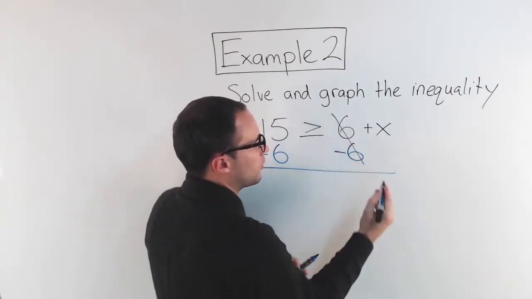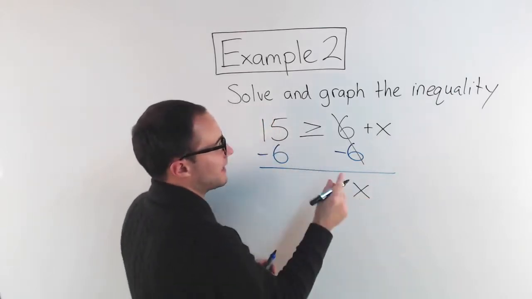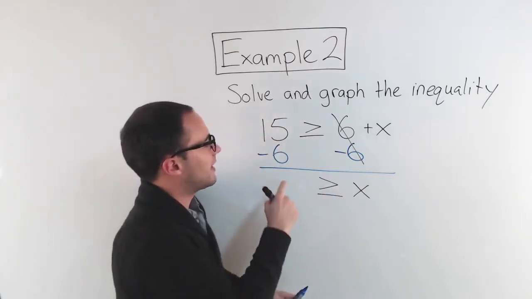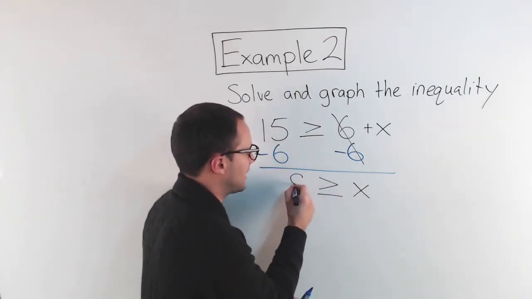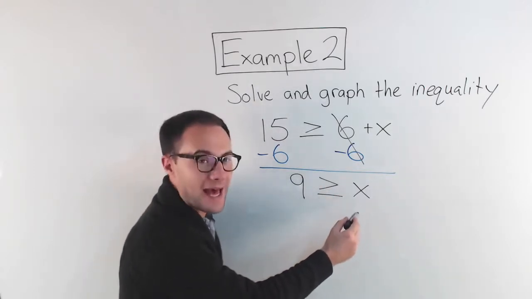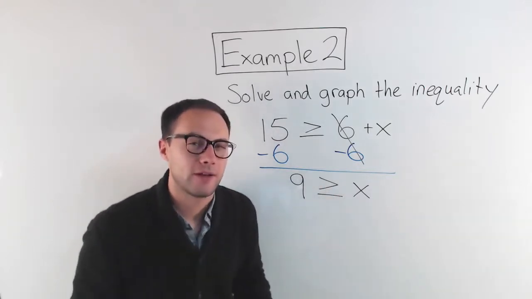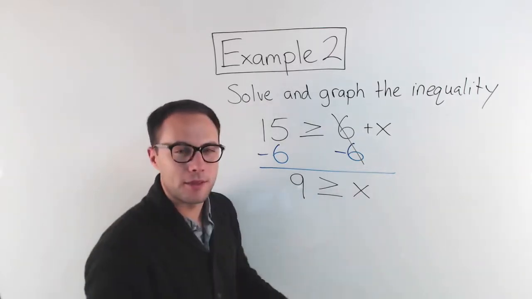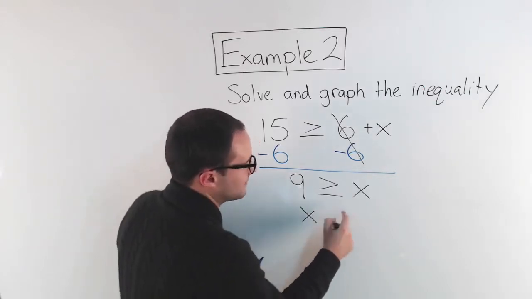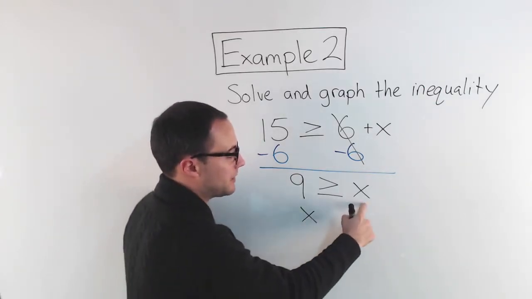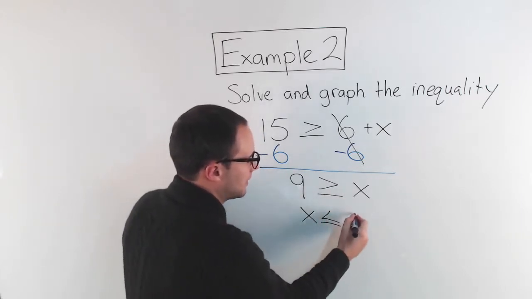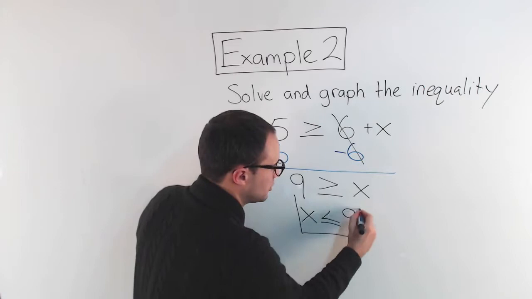Those 6's will go away. I'm left with x. I got to keep the sign the same, just like that, and 15 minus 6 is 9. So I can read this as 9 is greater than or equal to x, but when you graph, you normally want to start with the variable first. So I'm going to rewrite this as x. If I read from right to left, it would be x is less than or equal to 9. So that's going to be my solution.